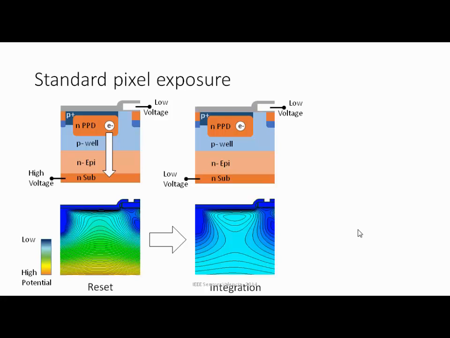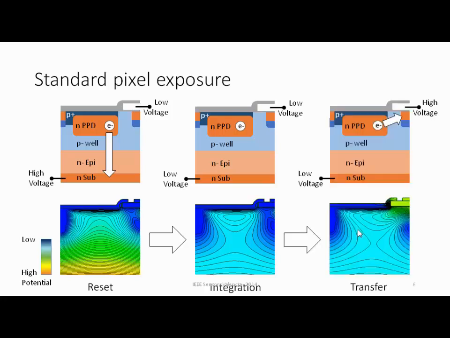And now the photodiode is like a floating diffusion that accumulates electrons. And in the final stage, you keep the substrate voltage low and then raise the gate voltage, and then you sweep the electrons on the way to the readout mechanism.